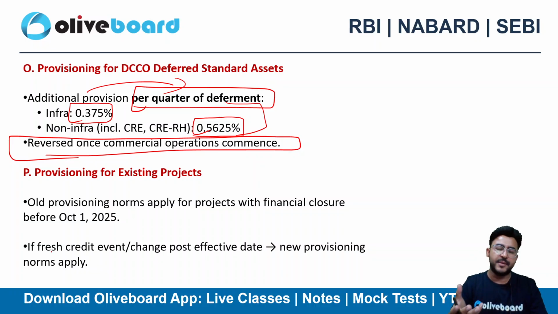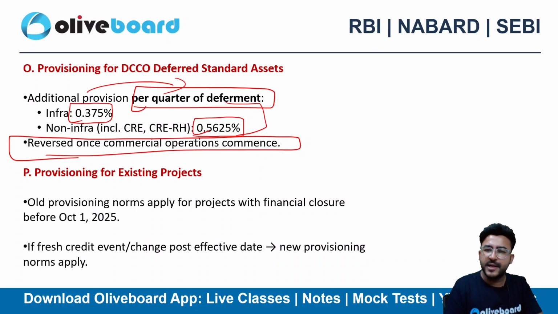कोई भी deferment हुआ है per quarter का, then in that case you need to make the additional provision. However, if the commercial operation commences, तो deferment खत्म हो गया. Now you can reverse this provision.